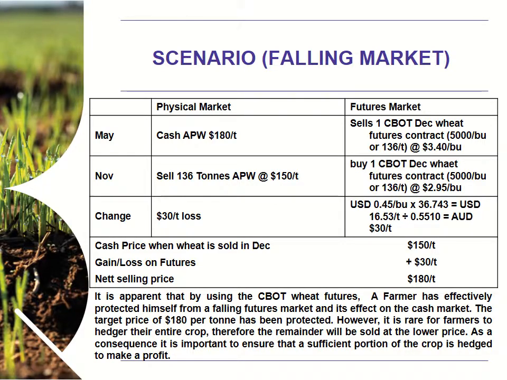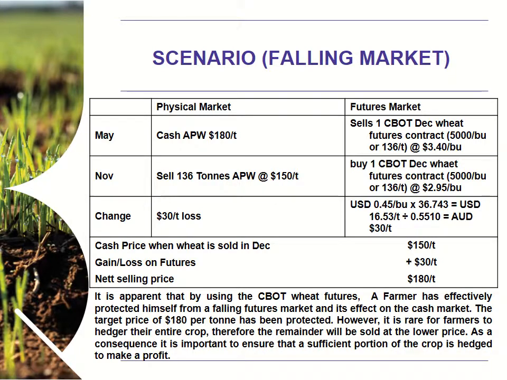For example, in May he's got a cash position and he sold a futures contract, and then in November, what's the amount of loss that he's taken in the futures contract, and what's the amount of loss or gain that he's gotten from the cash market. So this is an example. Have a look at this one. I will give you the figures. All you need to do is calculate it.